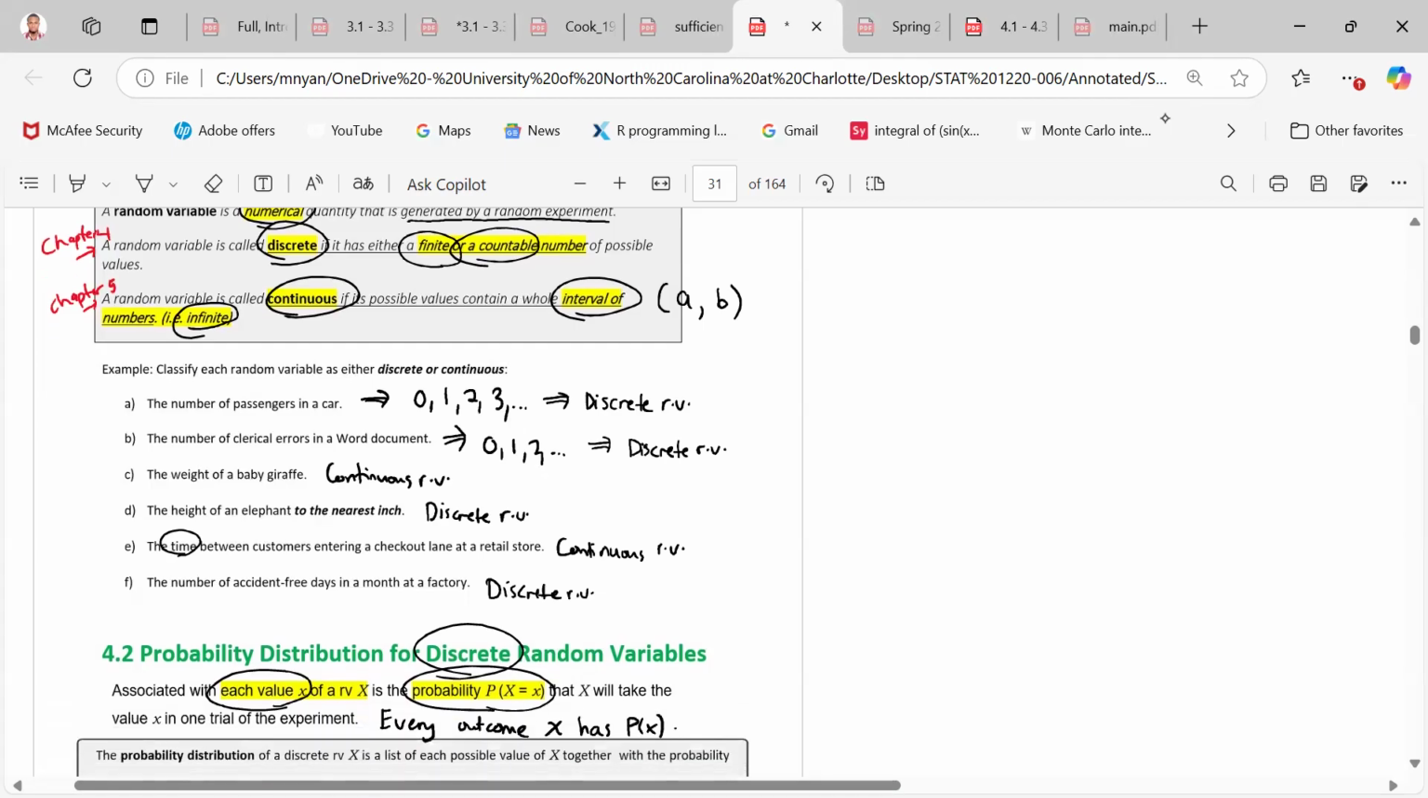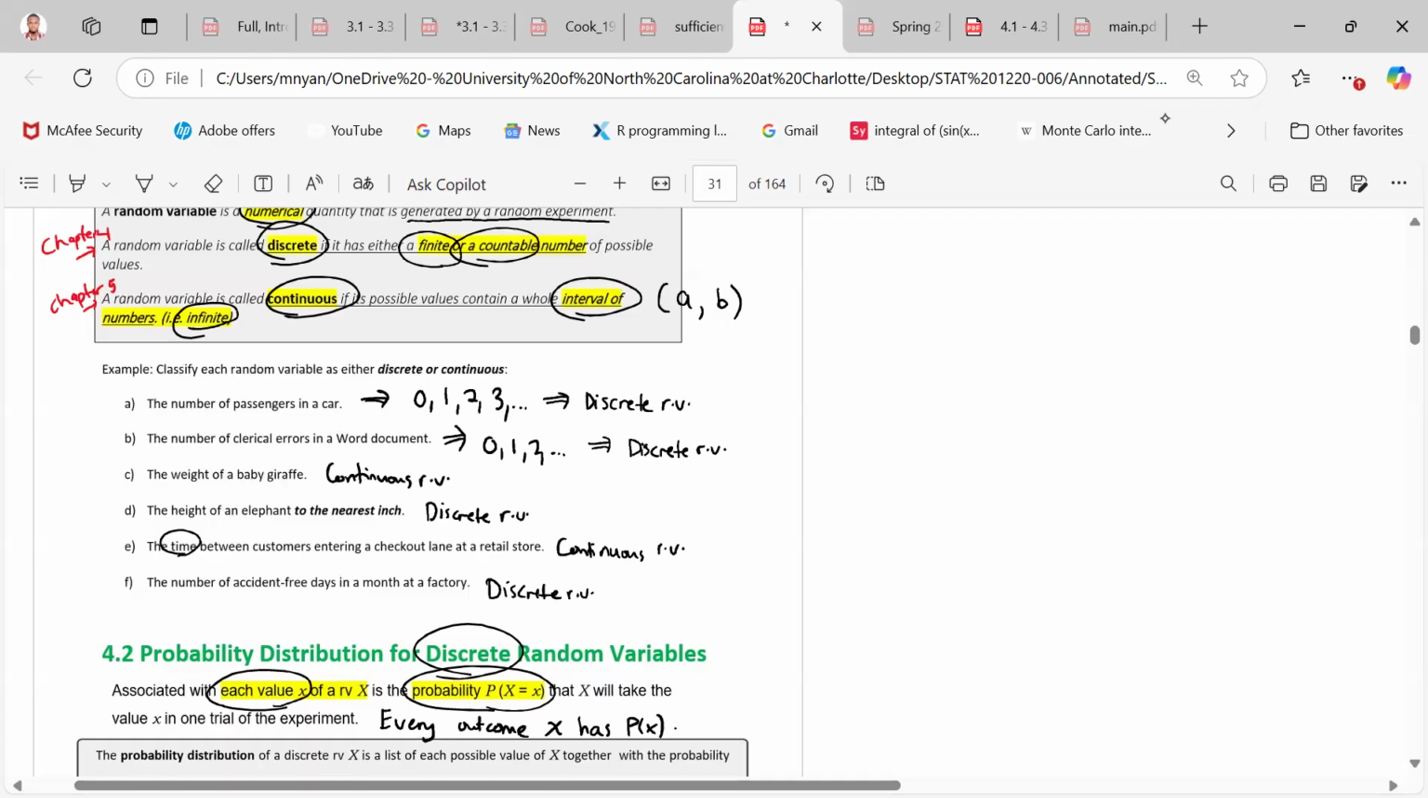The weight of a baby giraffe could take decimals, and this is a continuous random variable. Note, the height of an elephant to the nearest inch implies that we've rounded it to the whole number, so this is a discrete random variable. And time is actually a continuous variable, so we have it to be a continuous random variable. And the number of accident-free days in a month at a factory: the number of accidents, you can count it, so we have it to be a discrete random variable. So these are some examples of random variables.